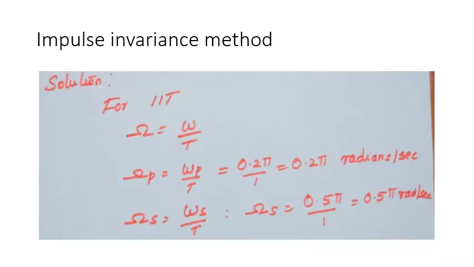Now first, in the impulse invariance transformation method, the analog frequency is omega by T. Actually T is given here as 1 second, right? So omega p equals omega p by T, which is 0.2 pi by 1, in radians per second. This is your pass band frequency and omega s is the stop band frequency. So these are the analog pass band and analog stop band frequencies.